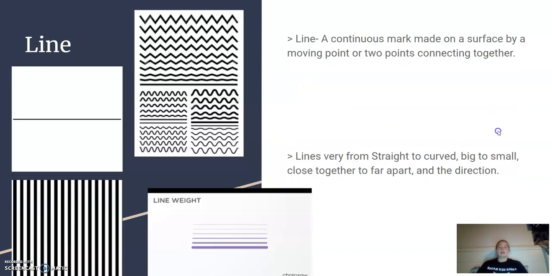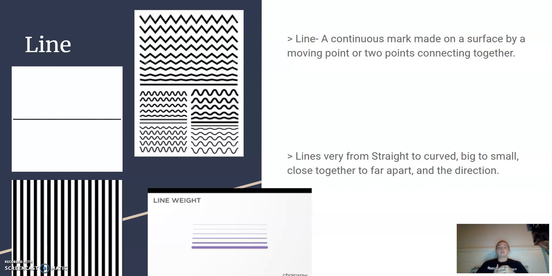So our next element is line. Now, there are many types of lines, but what a line is basically is a mark on a surface made by a moving point or 2 points connecting together. Like you can see under where it says line, that is a line, obviously. But there are also other types of lines. They can come in straight and curved, big or small, close together, far apart, or directional.